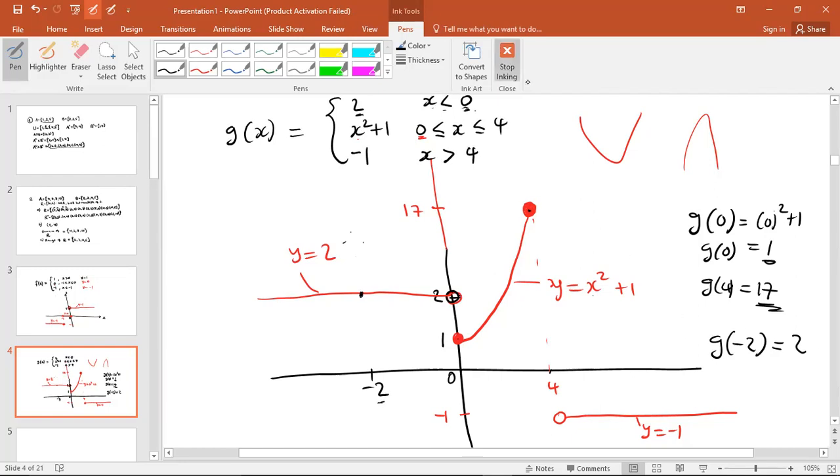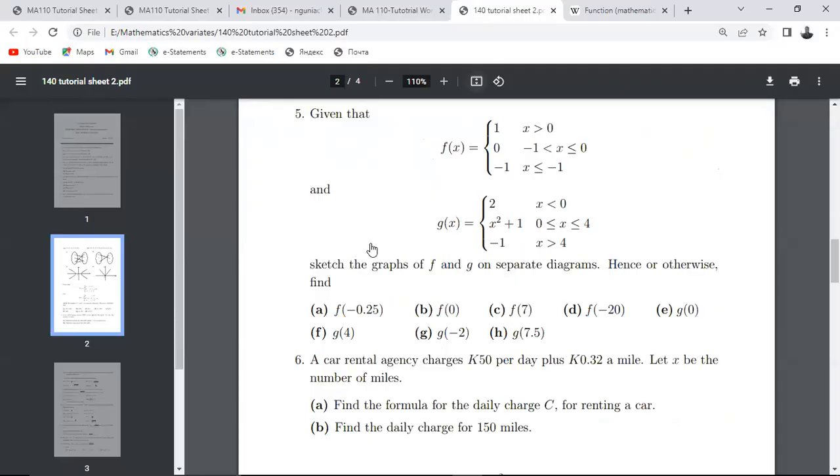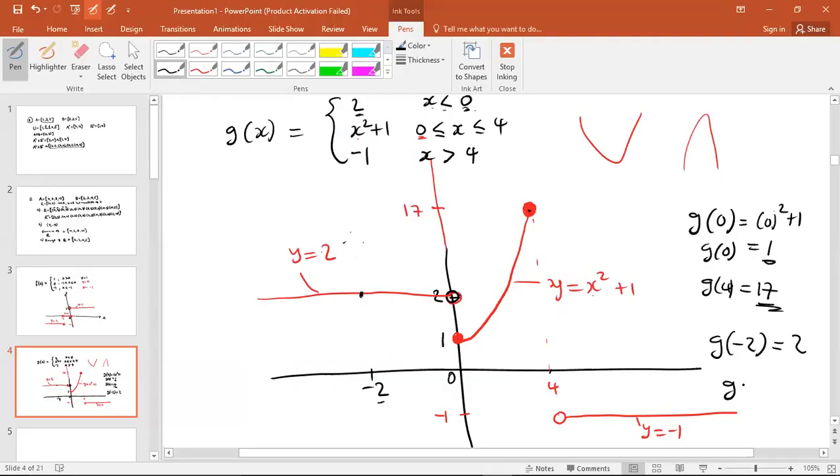So then your next one is G of 7.5. You can see clearly from the graph that 7.5 is greater than 4. So automatically it should be negative 1. And you can tell if you pick, say 7.5 is somewhere here, you draw a line there. It's cutting this line, and that line is negative 1. So that is how you find those ones. So this is what we call a piecewise function. For today, we end here.